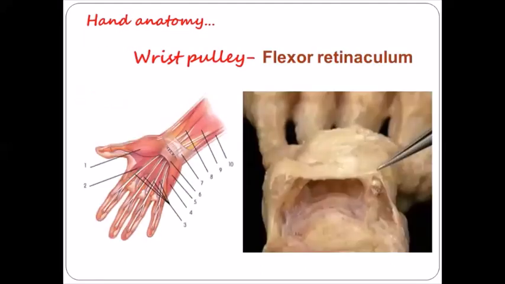Now coming to the wrist pulley, as I said, this is the flexor retinaculum. If you can see the cursor here, this is the flexor retinaculum. Through that, the 9 tendons are passing, four flexor digitorum superficialis and four flexor digitorum profundus and flexor pollicis longus, along with the median nerve.